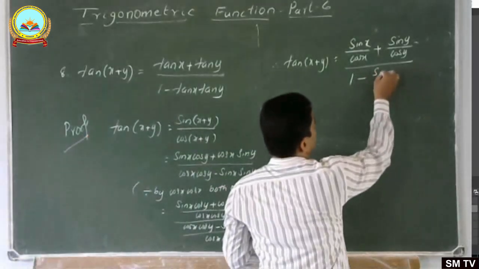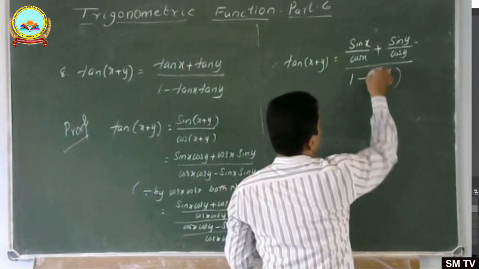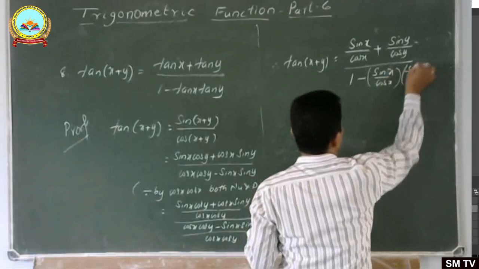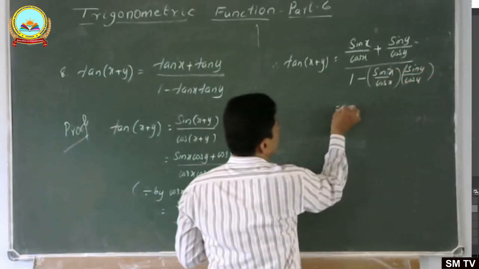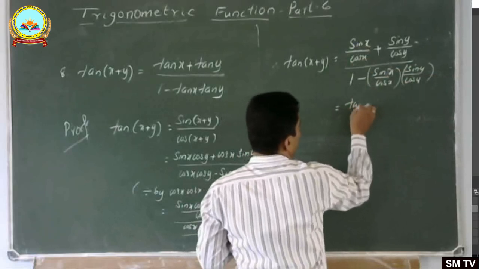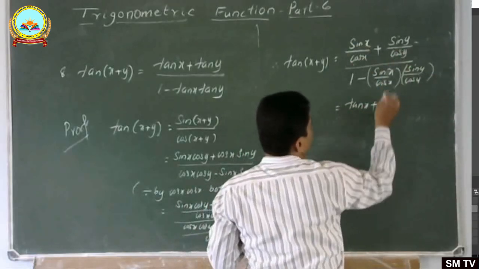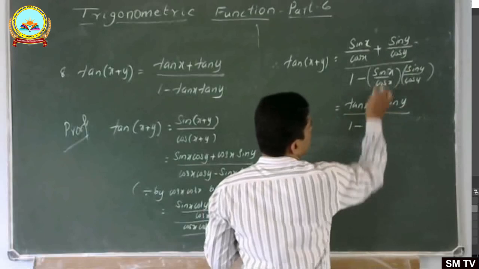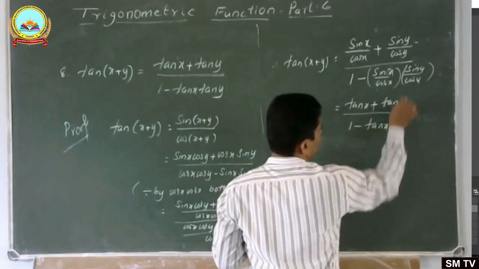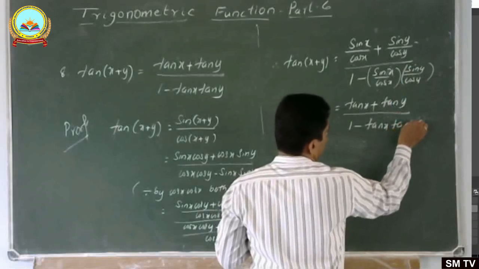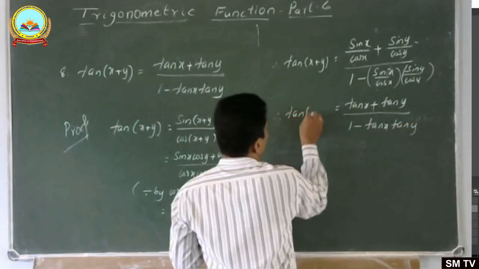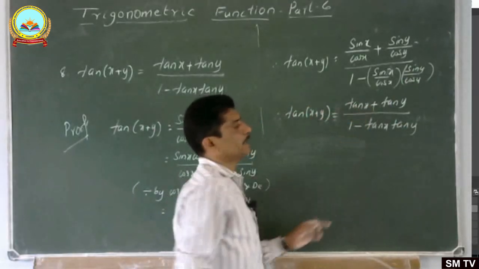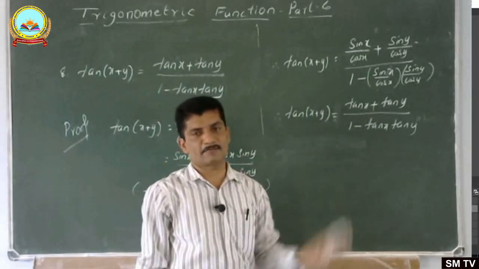You write this value sin x sin y term, not cancelled, as it is, but grouping sin x divided by cos x and sin y divided by cos y. You know that sin by cos means tan of x, plus sin y divided by cos y means tan of y, divided by 1 minus sin x by cos x, sin y by cos y, means tan of x into tan of y. Therefore, you can say that tan of x plus y is equal to tan of x plus tan of y divided by 1 minus tan x into tan y.